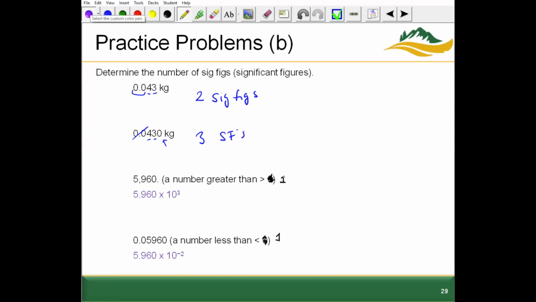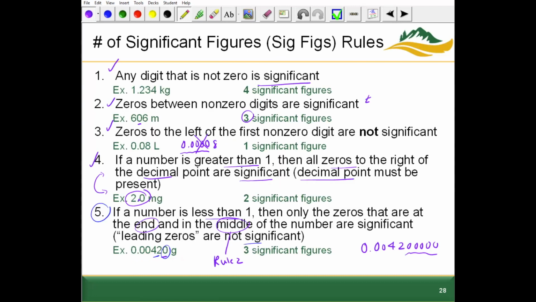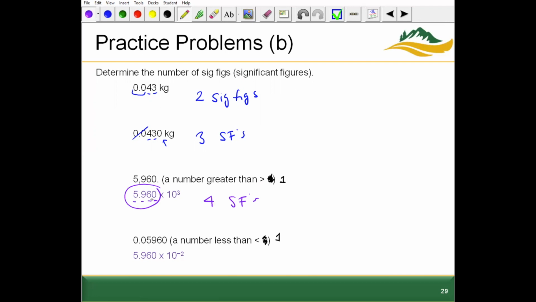Now this one here I fixed, so this is a number greater than 1. So here we have 1, 2, 3, 4. We have 4 total sig figs. This number here also counts as a sig fig. Going back to rule number 4, the number is greater than 1. All zeros to the right of the decimal point are significant. So here we do see the decimal point present. All numbers here to the right of the decimal point will be significant.